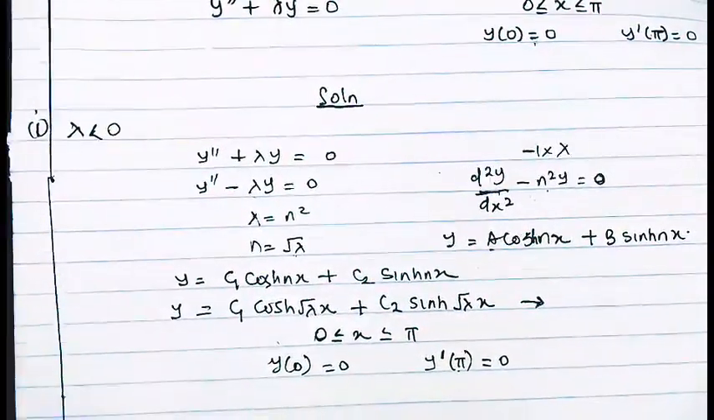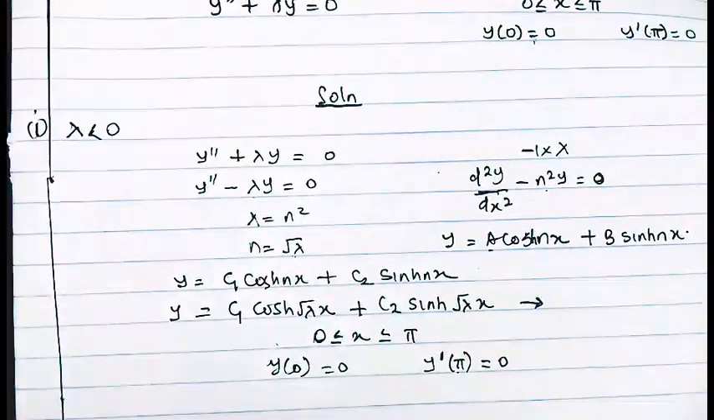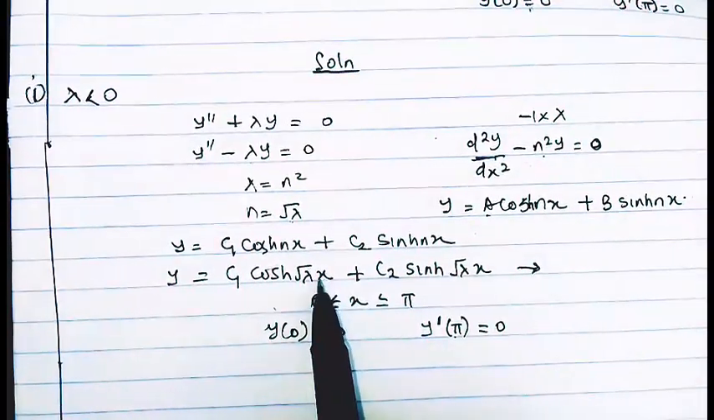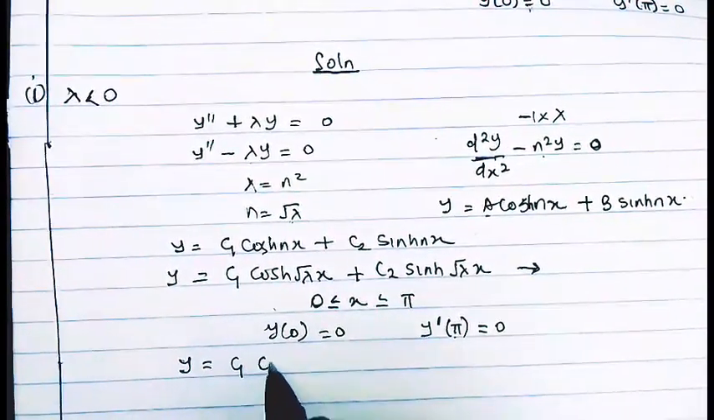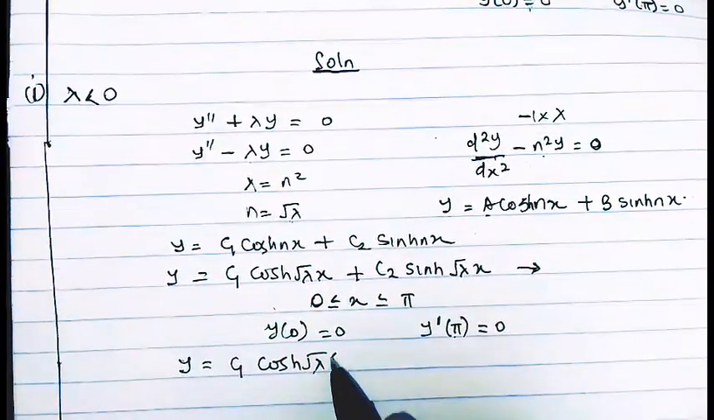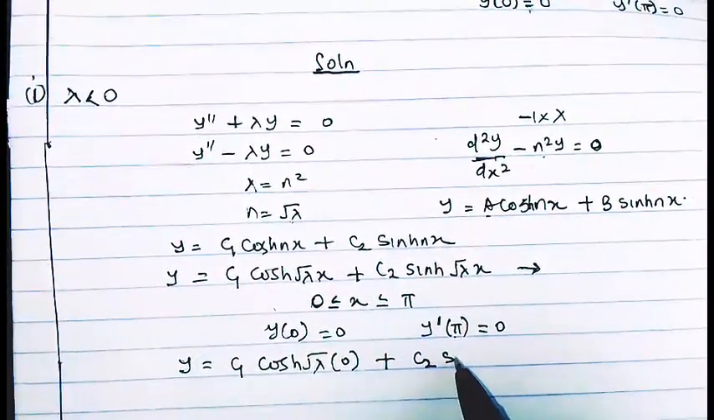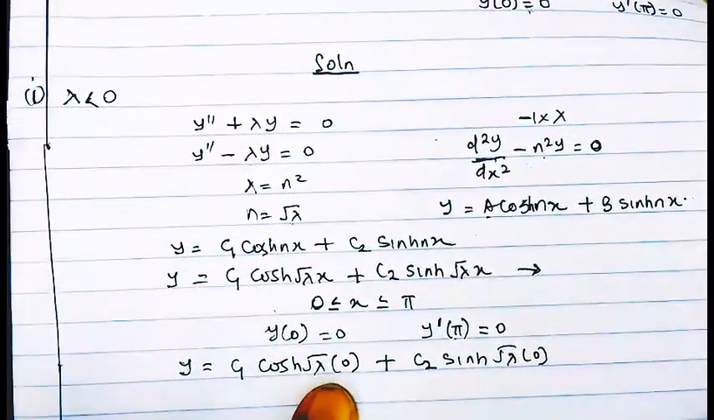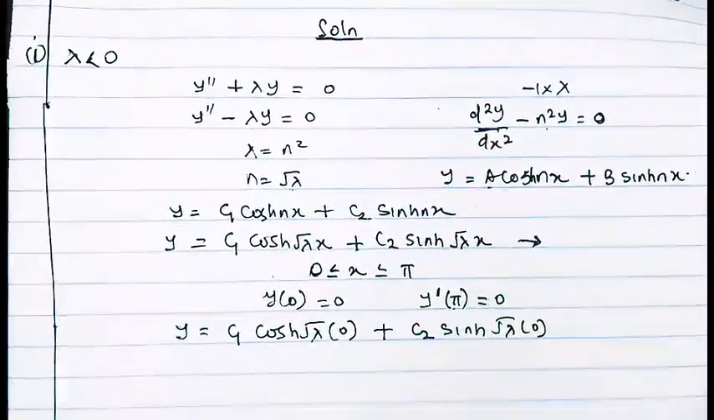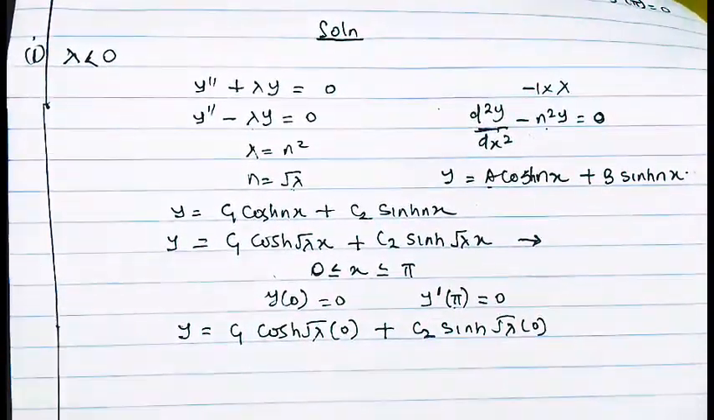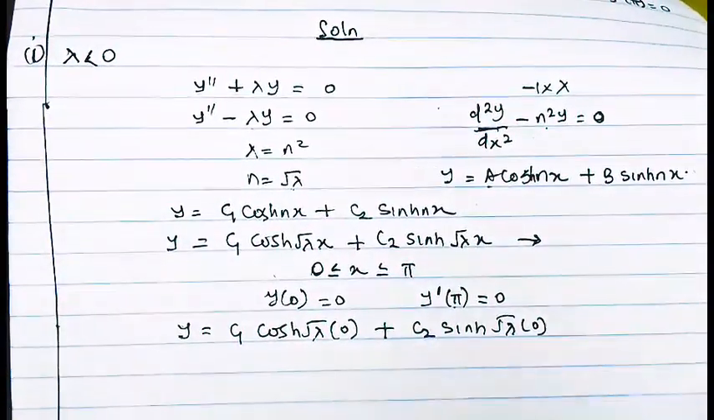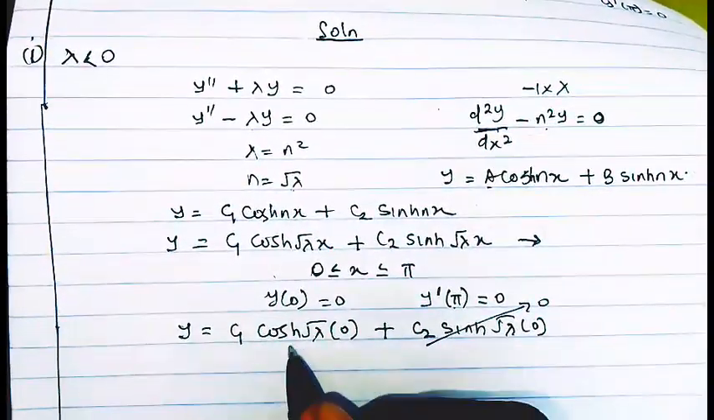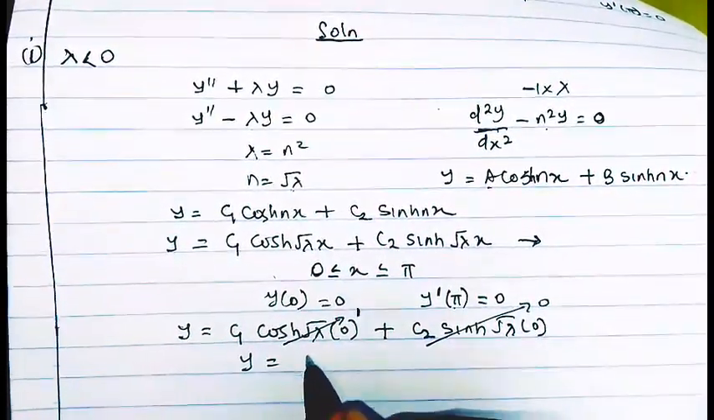So the first thing we're going to do now is to substitute when x is equal to 0 in our solution. Let me just substitute it. So we have c1 cos root lambda 0 plus c2 sine root lambda 0. I know that 0 times root lambda is 0, and cos 0 is 1. Then 0 times root lambda here is also 0, but sine 0 is 0. So this gives me 0, this gives me 1, then y is equal to c1.